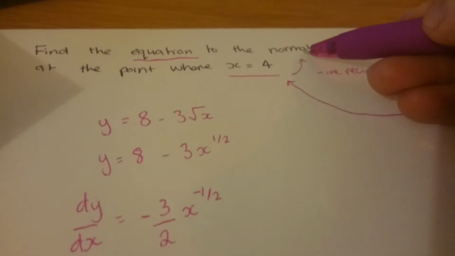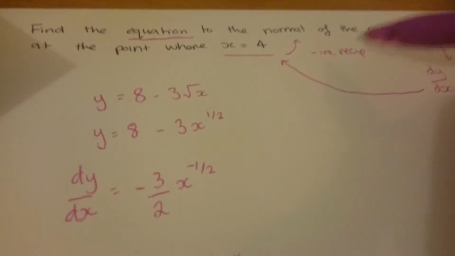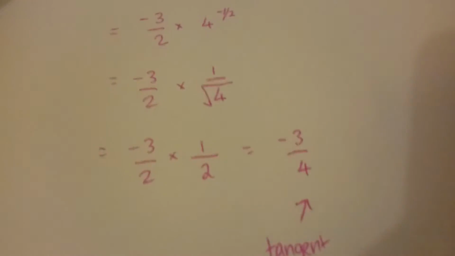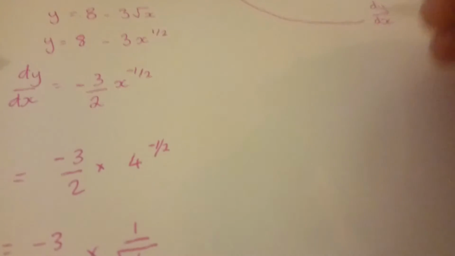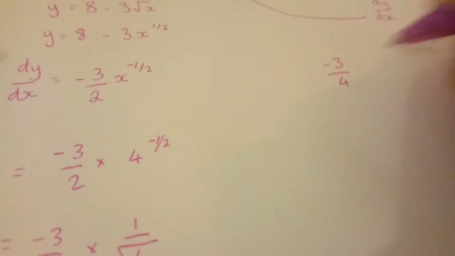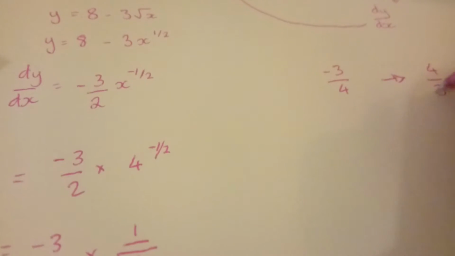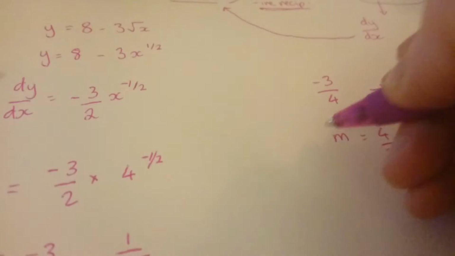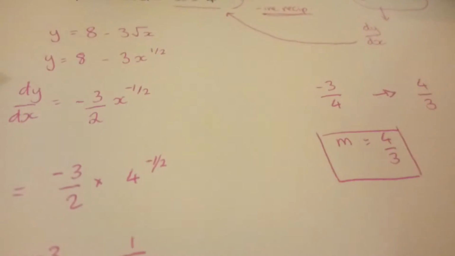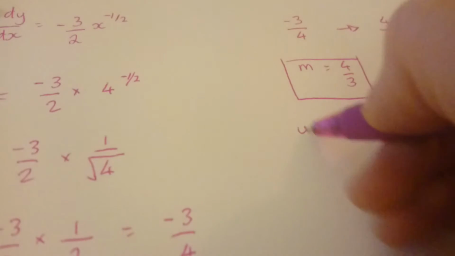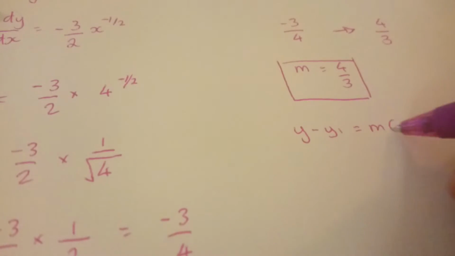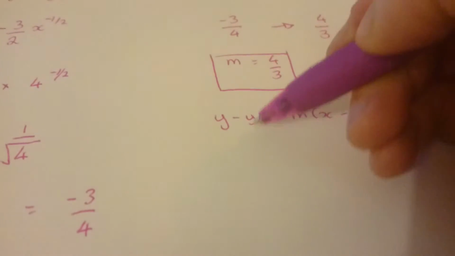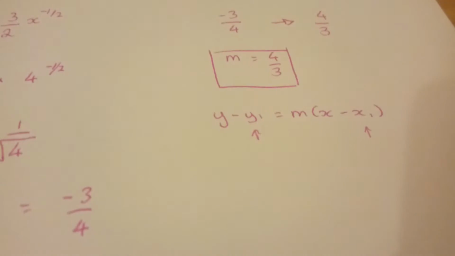But we've been asked to find the normal, which is perpendicular, so it will be the negative reciprocal. So the negative reciprocal of minus 3 over 4 would be 4 over 3. So our gradient of the normal line is going to be 4 over 3. Now, to use our equation, which we always use to find an equation of a line, we also need to know what y1 is and x1 is.